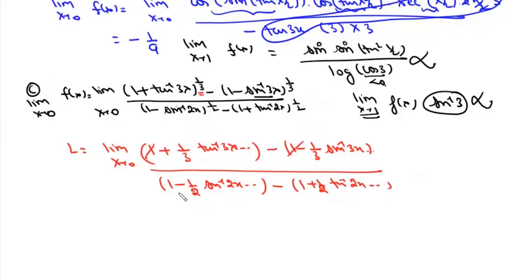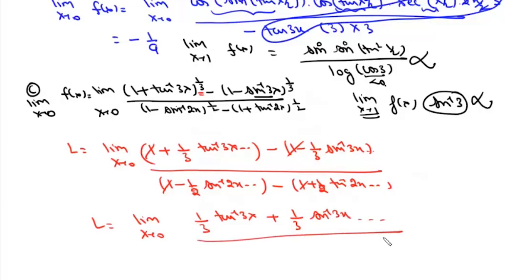Now this 1 will cancel. We can write this as limit x tends to 0. Now this is 1 by 3 10 inverse 3x plus 1 by 3 sine inverse 3x plus higher powers of 10 inverse and sine inverse, and here will be minus 1 by 2 sine inverse 2x minus 1 by 2 10 inverse 2x and higher powers. Now we divide everything with x.